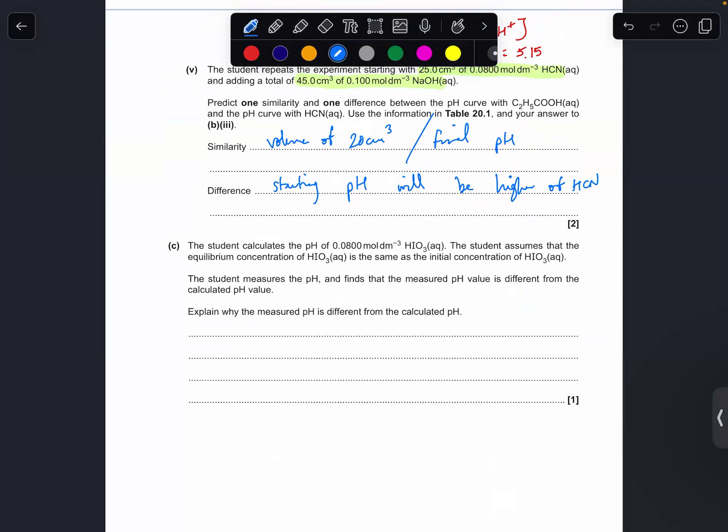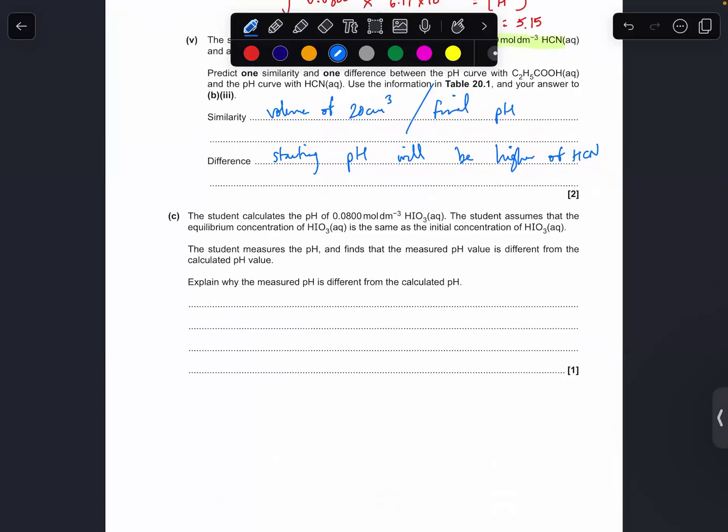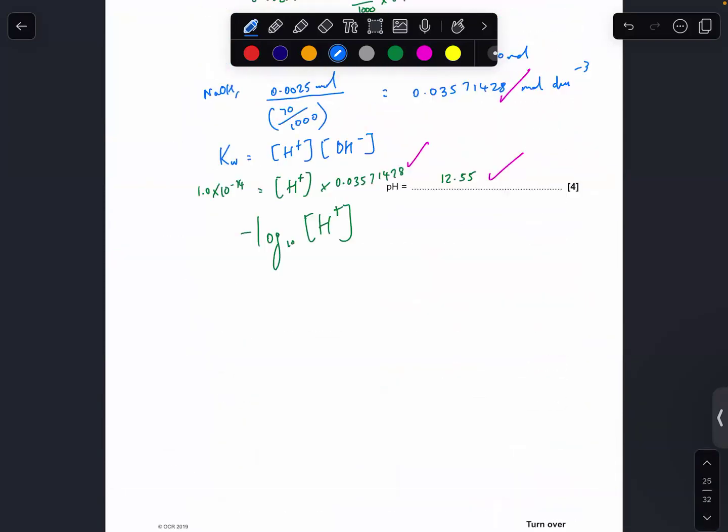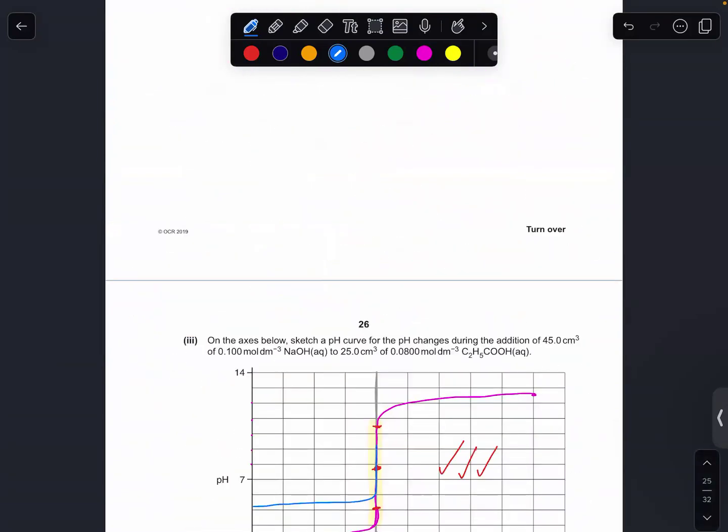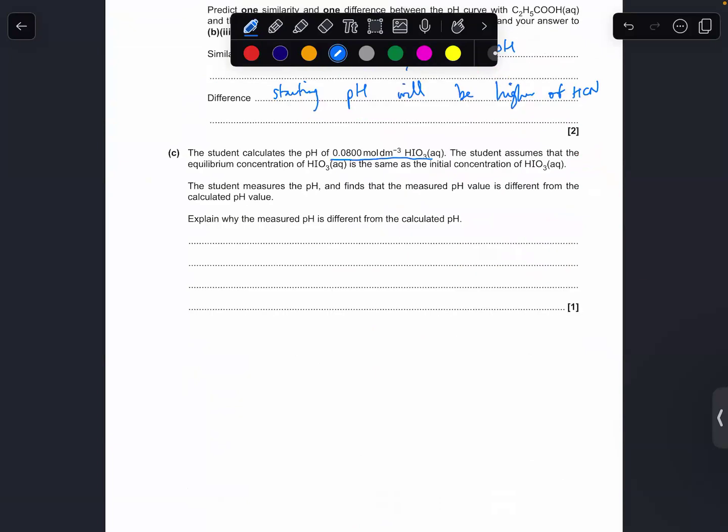I think we're on the last question here. The student calculates the pH of the same concentration, but this time of iodic acid. Sorry, what's this called? Iodic(V) acid. The student assumes that the equilibrium concentration is the same as the initial concentration. The student measured the pH and finds out the measured pH value is different than the calculated pH. Explain why the measured pH is different.